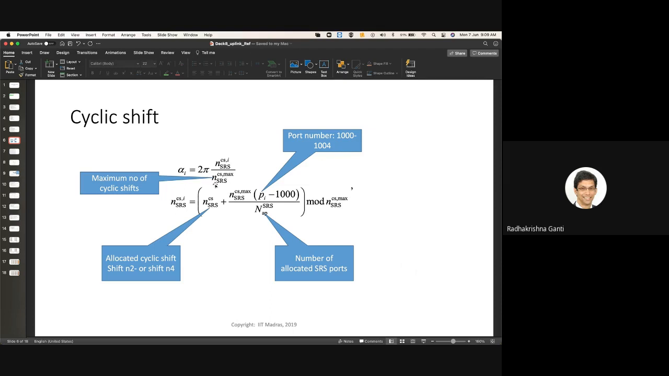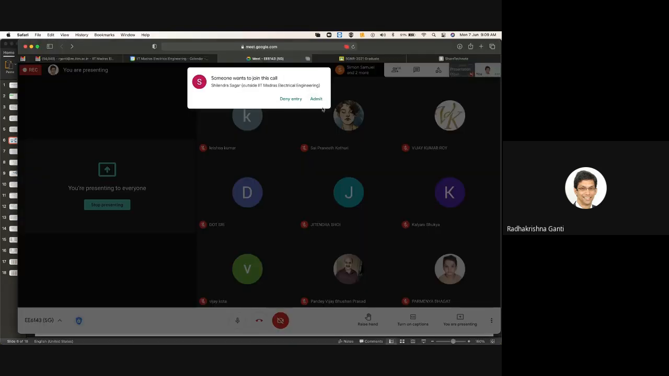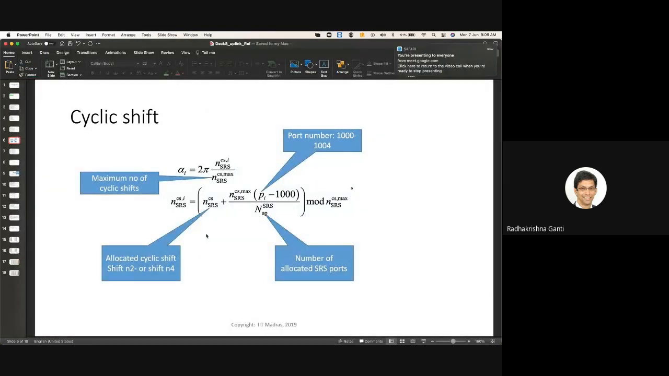Okay, so you see that for different ports, you actually change the cyclic shift. For different ports you can change the cyclic shift. For example, port 1000 has one cyclic shift, port 1001 will have a different cyclic shift. So as I told you, the cyclic shift depends on the port number.